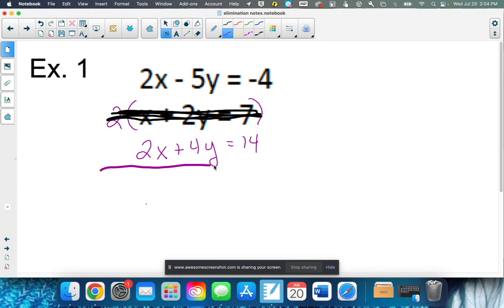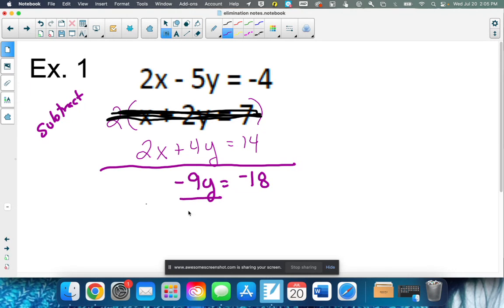So now I have to decide if I'm going to add or subtract. I now have a matching pair of x's, 2x and 2x. If I add them together, it's going to get 4. I need them to go away since they match. So I'm going to subtract all my like pairs. So 2x minus 2x is gone. That's a 0 pair. Negative 5 and 4, if I subtract them, I get negative 9. And then negative 4 and 14, if I subtract those, I get negative 18.